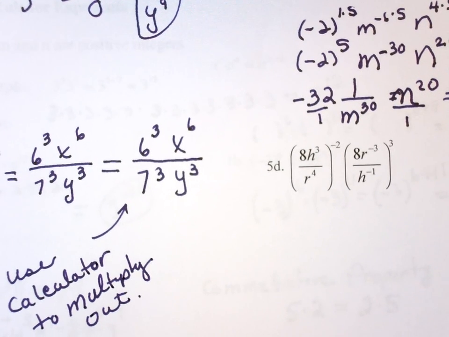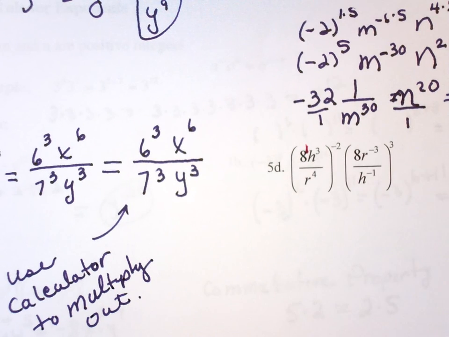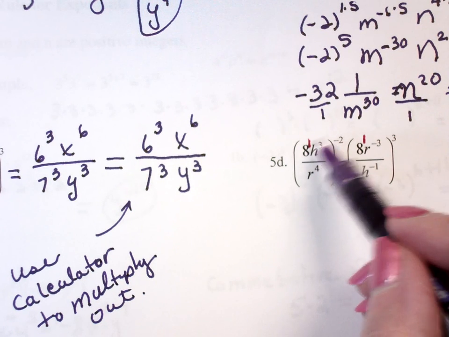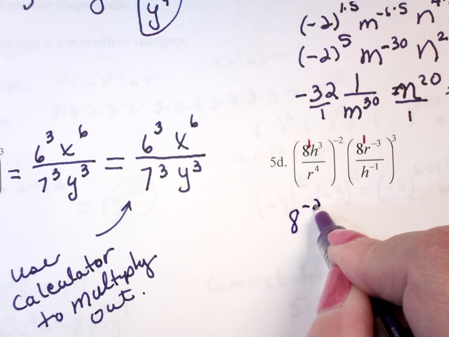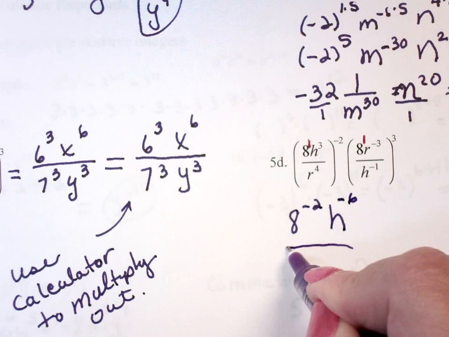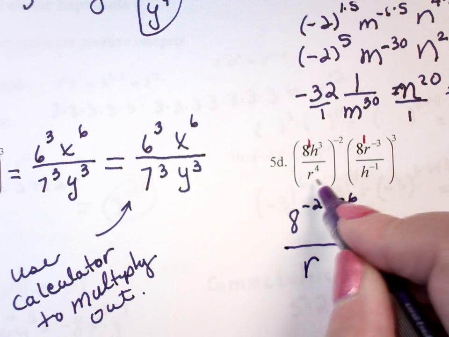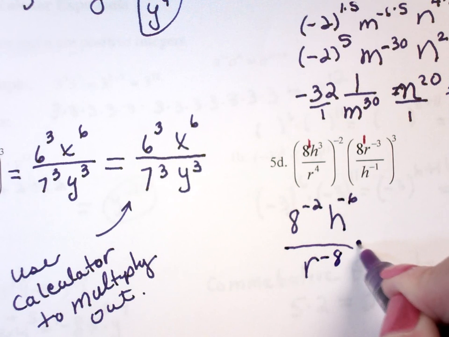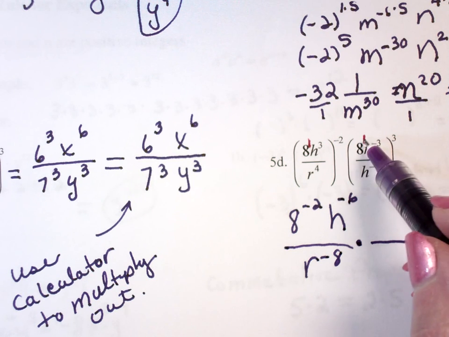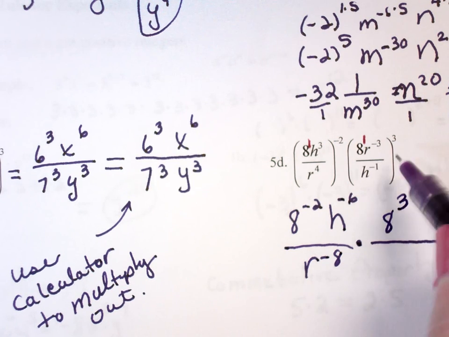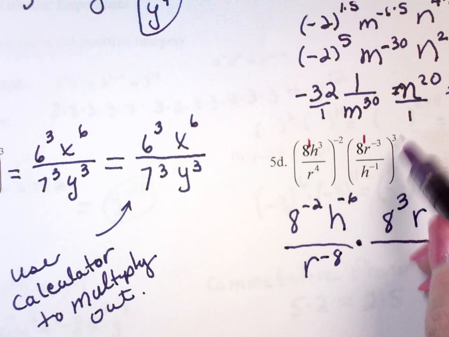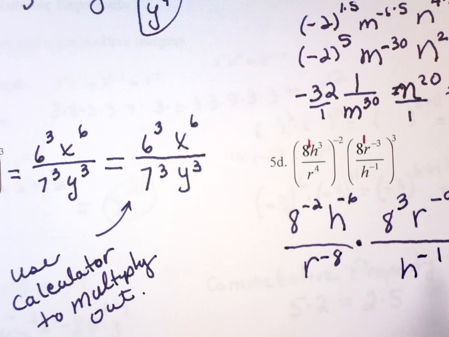Now again, 8 has an exponent of 1. So 1 times negative 2 is 8 to the negative 2. H, 3 times negative 2 is negative 6. R, negative 2 times 4 is negative 8. 3 times 1, it's 8 cubed. 3 times negative 3, r to the negative 9. 3 times negative 1, h to the negative 1.